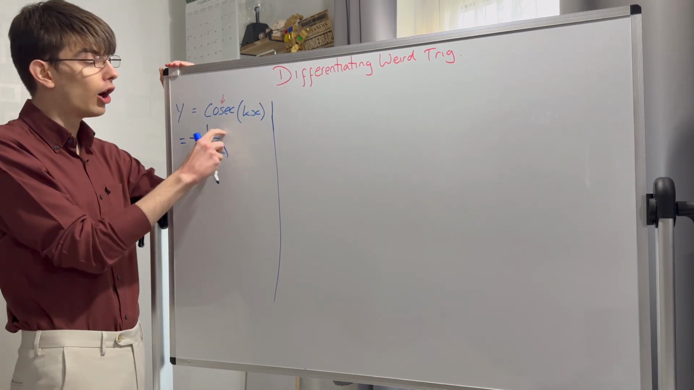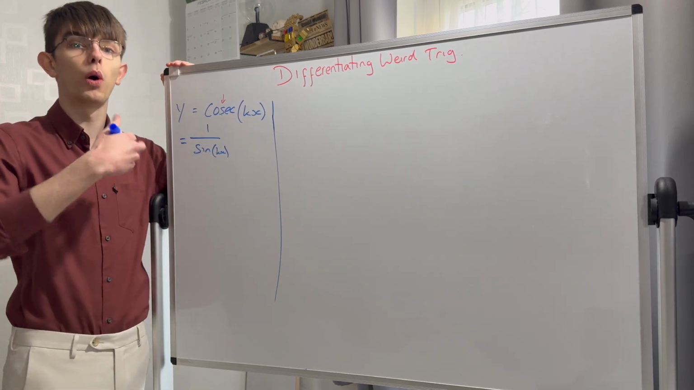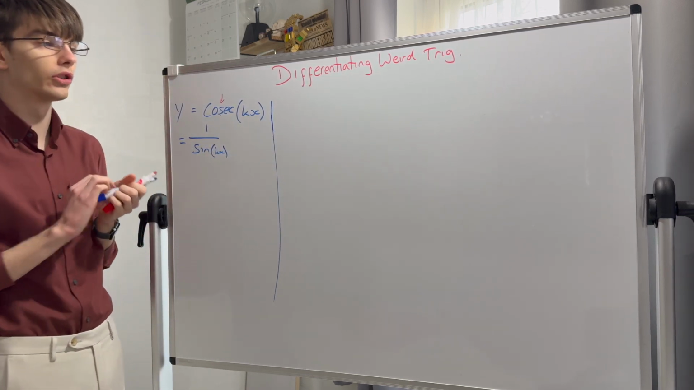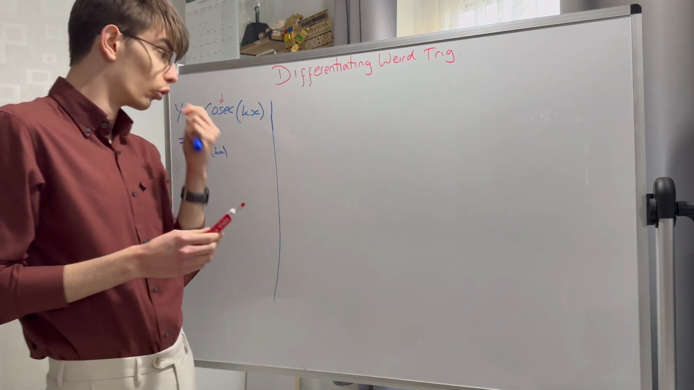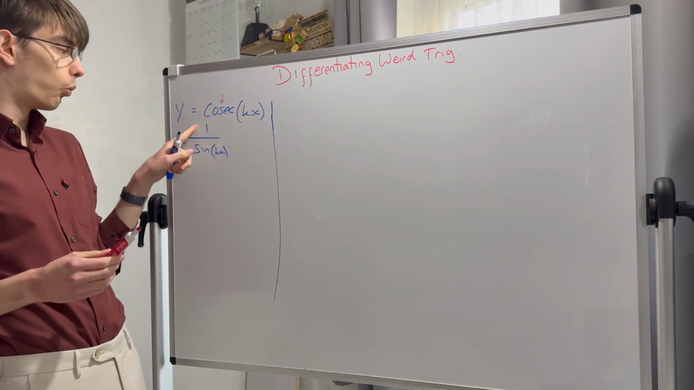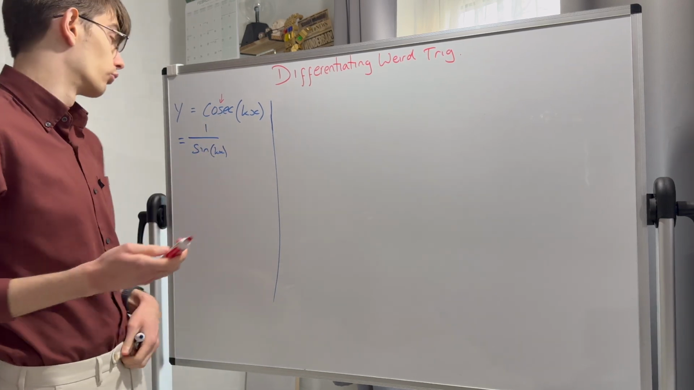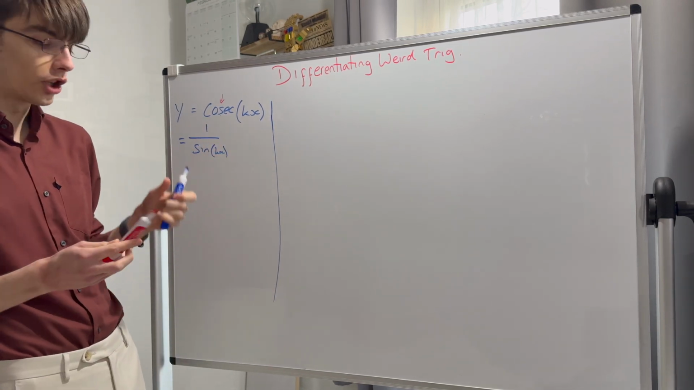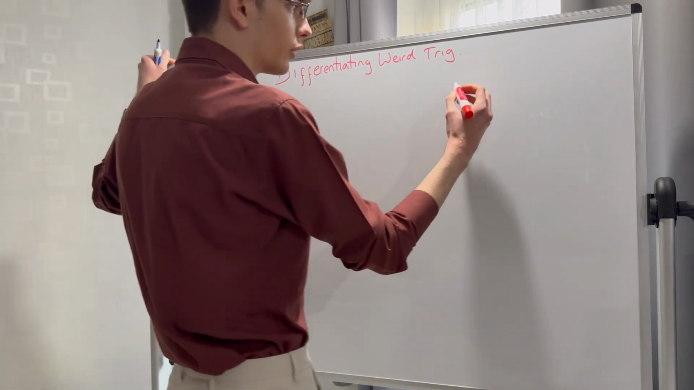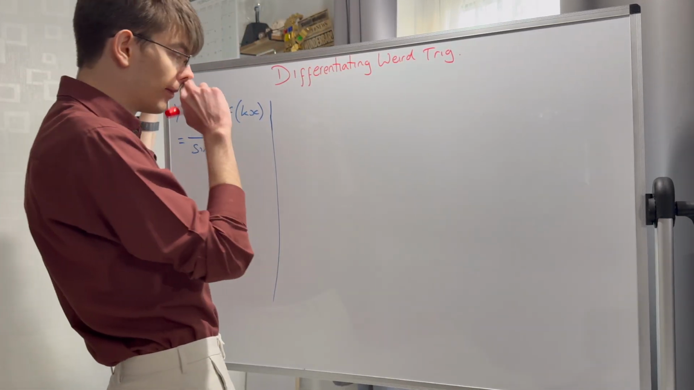Now, here I have got a fraction, I have got a quotient. So I am going to want to use the quotient rule. Even though it's only a 1 on top and it's nothing crazy like we've dealt with before, it's still a fraction, quotient rule still applies. So let's remind ourselves of what the quotient rule is. I'll just stick it over here.